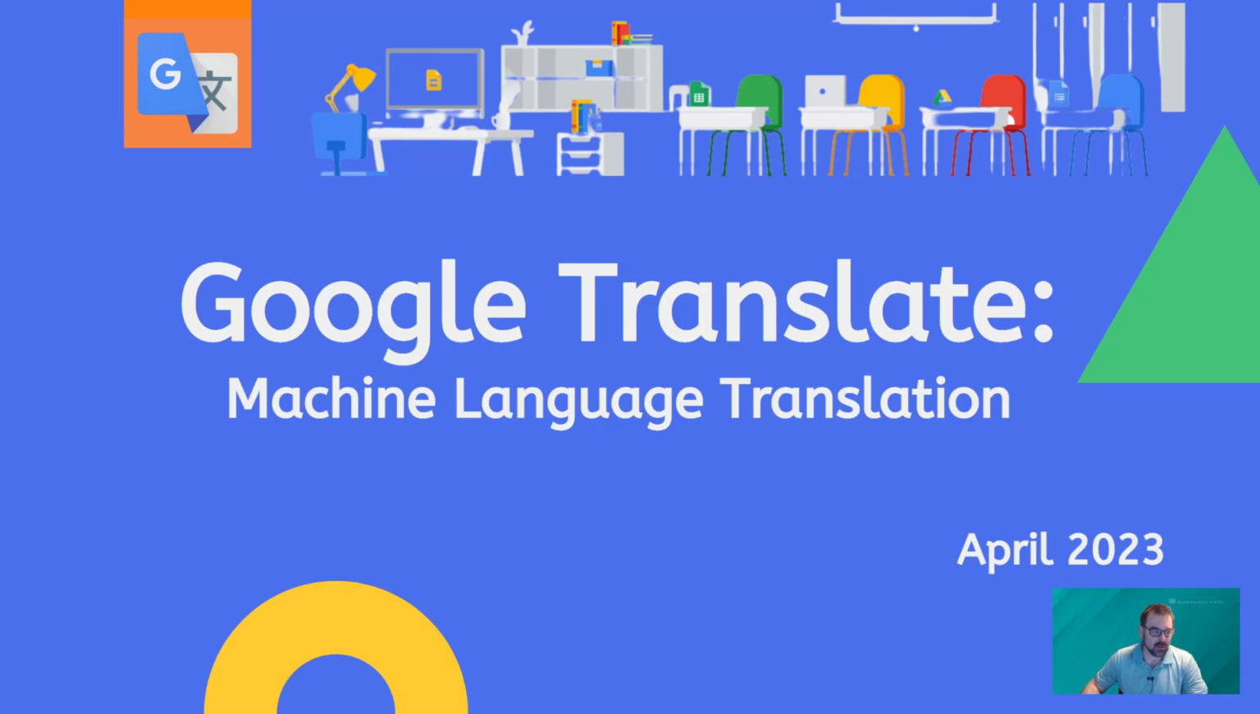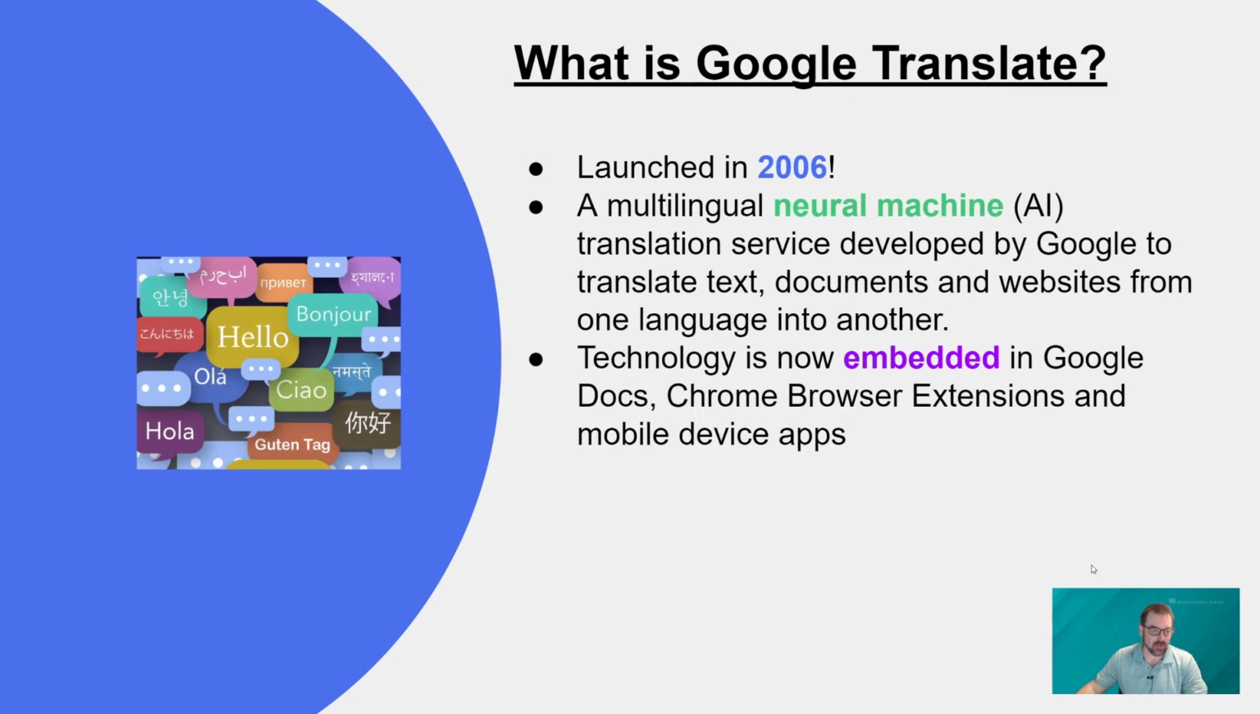This week, we'll be continuing our series on AI tools and be discussing Google Translate. Believe it or not, Google Translate launched in 2006, making it one of the older AI tools in general circulation that many of us have already used. It's a multilingual neural machine, just a fancy way of saying artificial intelligence, translation service, developed by Google to translate text, documents, and websites from one language into another.